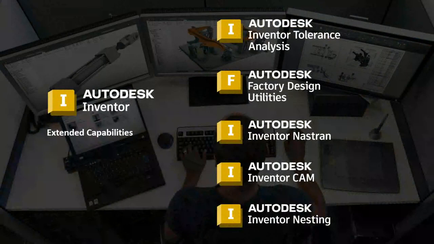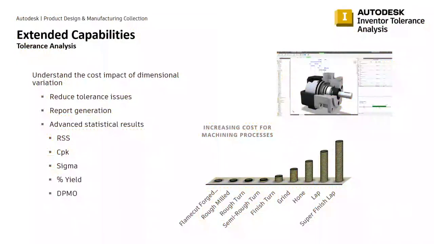So now let's talk about some of the integrated tools for Inventor that are part of the Product Design and Manufacturing Collection. Now, everyone wants their assemblies to fit perfectly, but at what cost? Most of you know the impact your manufacturing tolerances have on machining cost. Or is it the tolerance stack-up preventing your assemblies from fitting or functioning properly? Autodesk Inventor Tolerance Analysis is designed to help you make well-informed decisions while specifying manufacturing tolerances. I'll show you what this looks like in a few minutes.